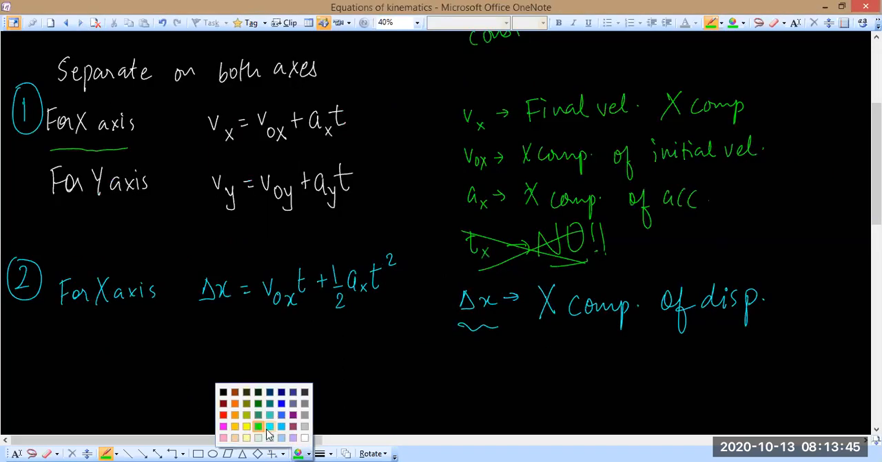Okay, let's come to this one. What is the meaning of this? Tell me the meaning of this symbol. What do you think V0x is? What is V0x? Everyone, it is okay to be wrong.